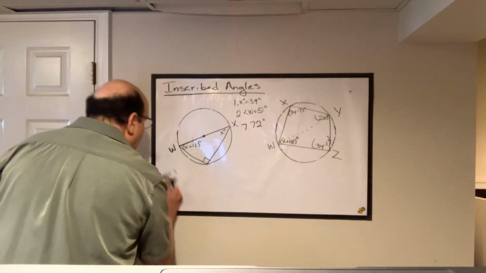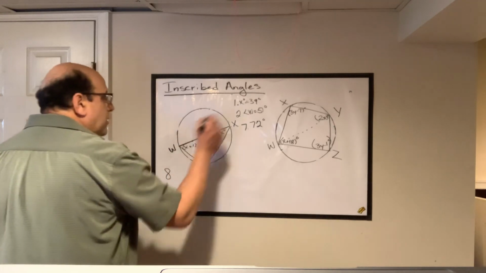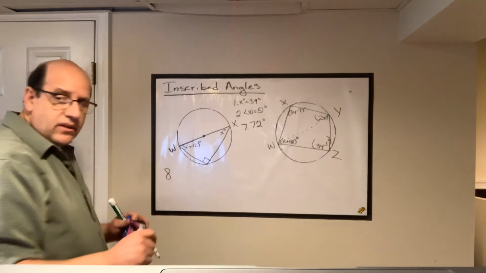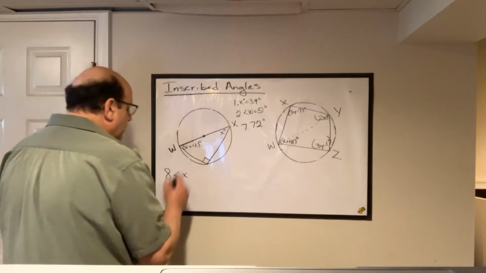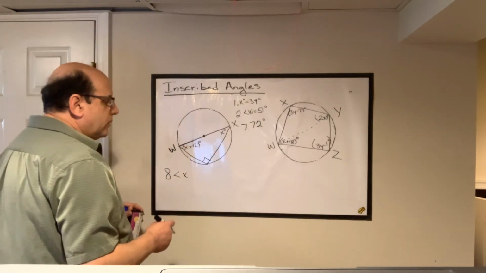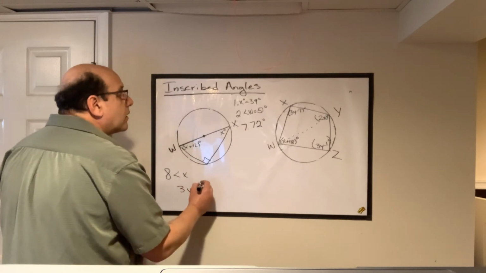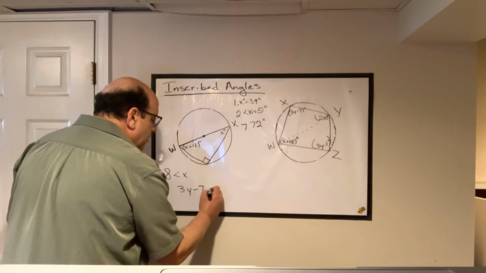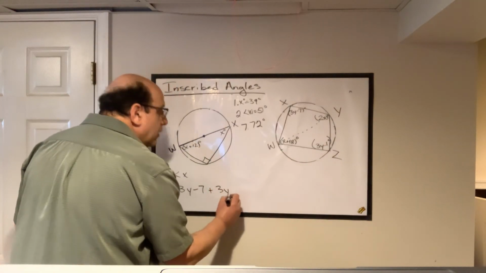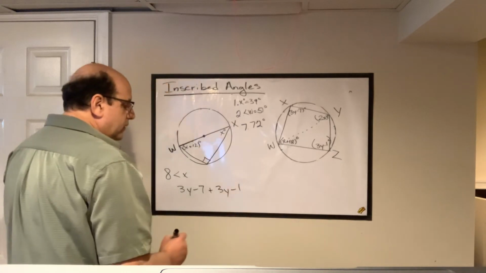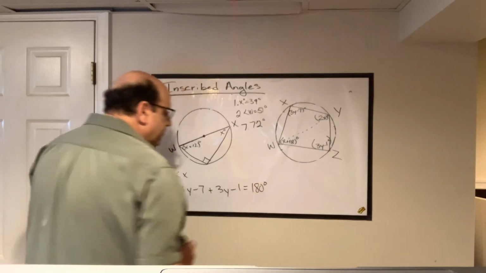Number 8, I'm going to set it up and you're going to do the work. So number 8 says, find me the measure of angle x. Well, we have a lot of work to do. So we're going to set it up that 3y minus 7 plus, we're going to add to it this value, 3y minus 1 are equal to 180 degrees.